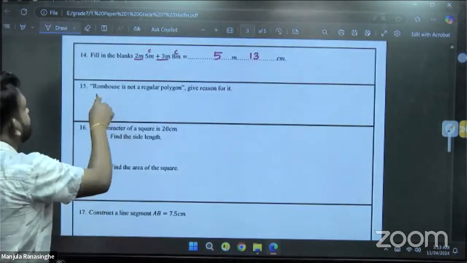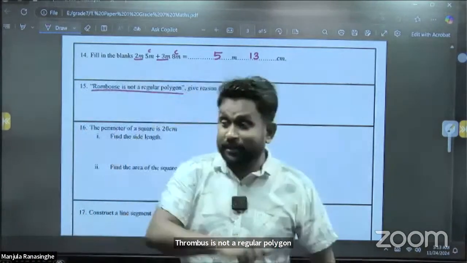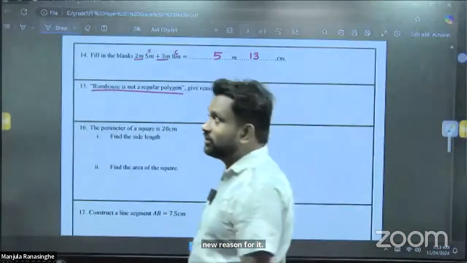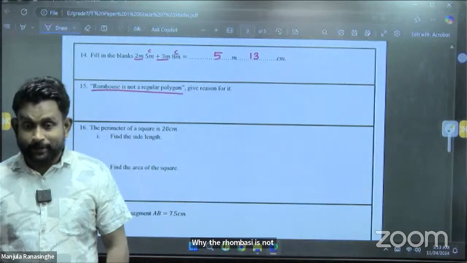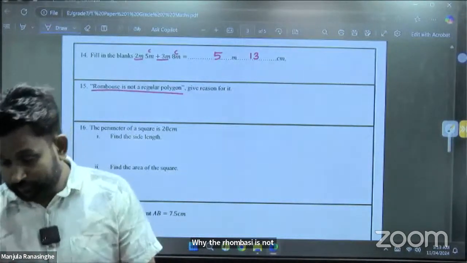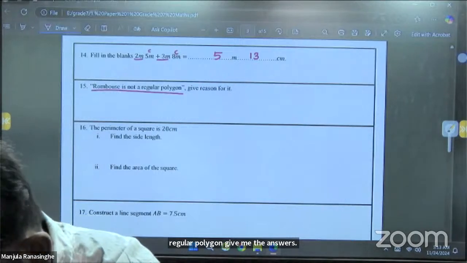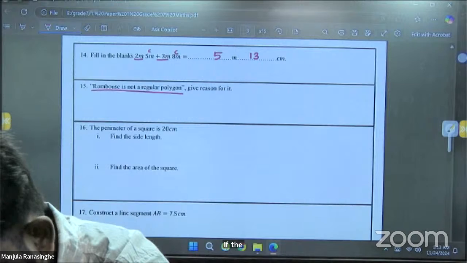Rhombus is not a regular polygon. Give reason for it. Let us ask our children. Why is the rhombus not a regular polygon? Give me the answers. Tell me, Puti. Right. The angles are not equal. Very good. All angles are not equal.